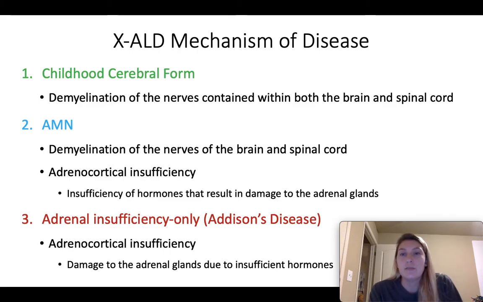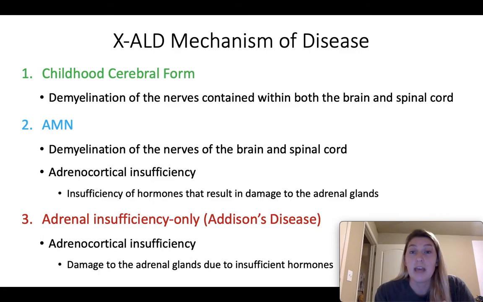Now the mechanism of disease, going one by one through the three main types. The childhood cerebral form, which obviously affects children more than adults, mostly affects the nervous system. We have a demyelination of the nerves within both the brain and spinal cord.